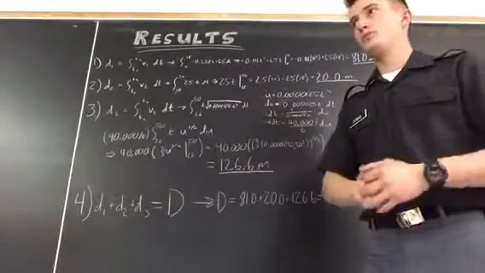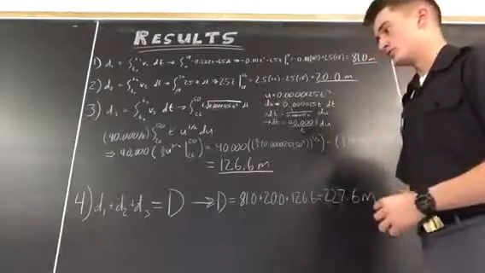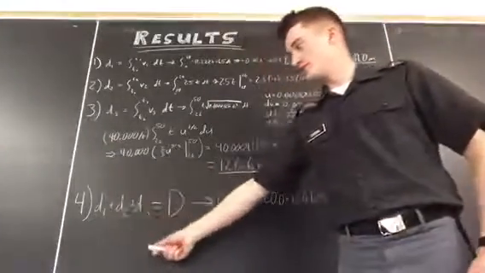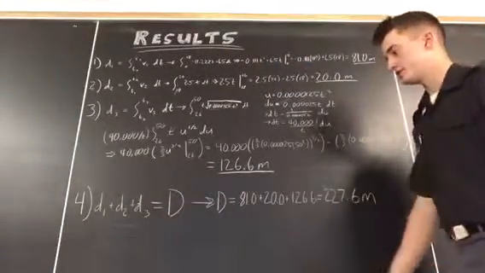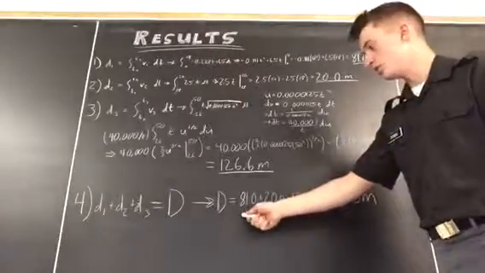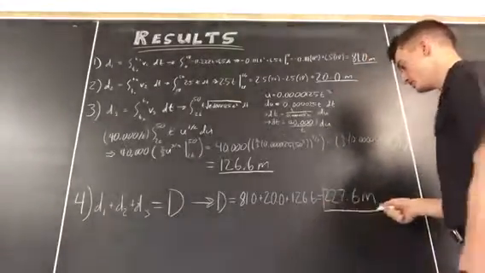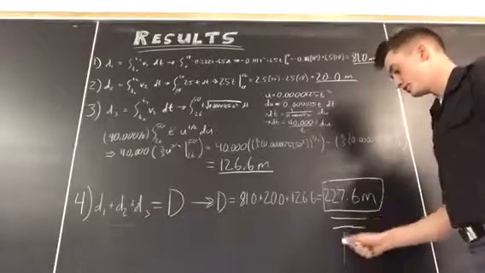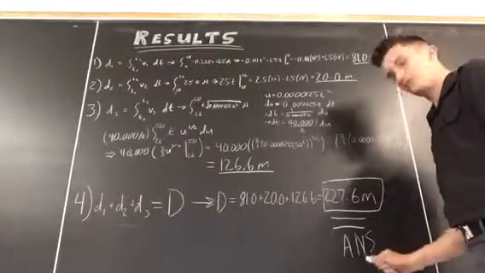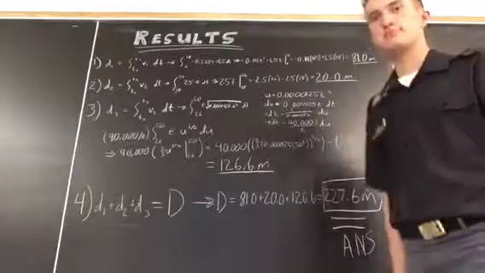And for step 4, we used the fifth property of the integral in order to add these three distances to get a total distance. So the total distance of diagonal walk is 81 plus 20 plus 126.6, which comes out to be 227.6 meters. And that is our result.